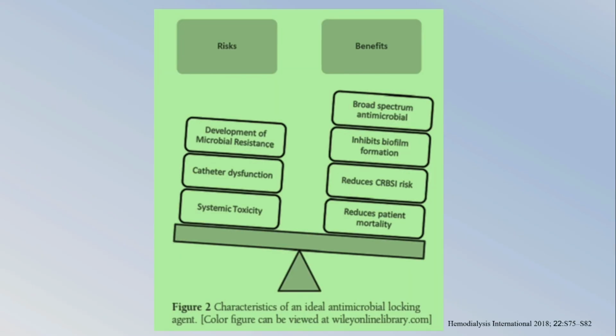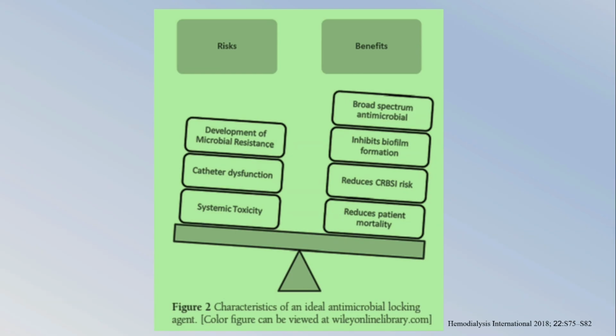Ideally, the antibiotic locks should be helpful, because if they are broad-spectrum antimicrobials, then they will probably prevent gram-positive and gram-negative infections both. They should also inhibit the biofilm, because that sometimes can be more of a problem. They should reduce the CRBSI risk, but not only that, they should reduce mortality also. So morbidity as well as mortality.